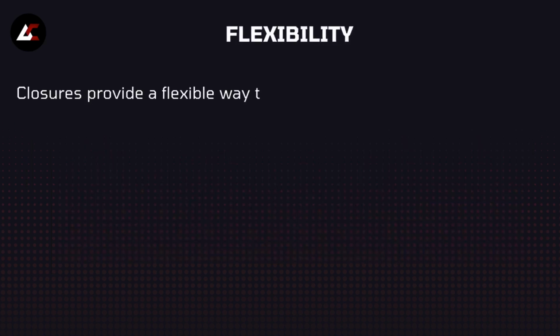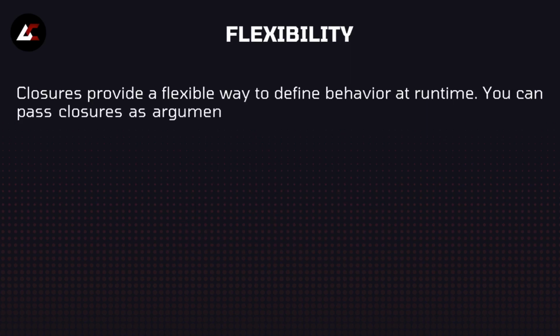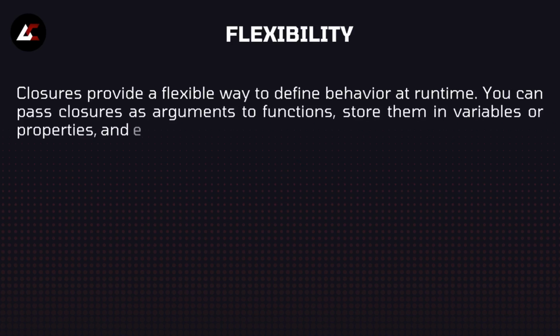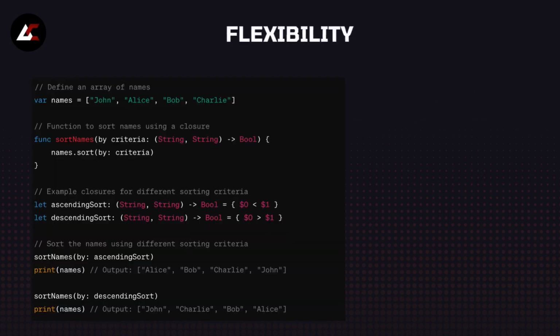Flexibility. Closures provide a flexible way to define behavior at runtime. You can pass closures as arguments to functions, store them in variables or properties, and even return them from functions. In this example, we define an array of names. We create a function sort names that takes a closure as an argument. This closure specifies a sorting criteria.